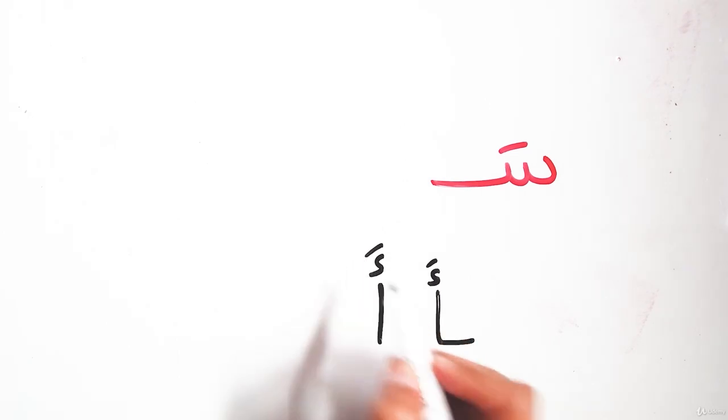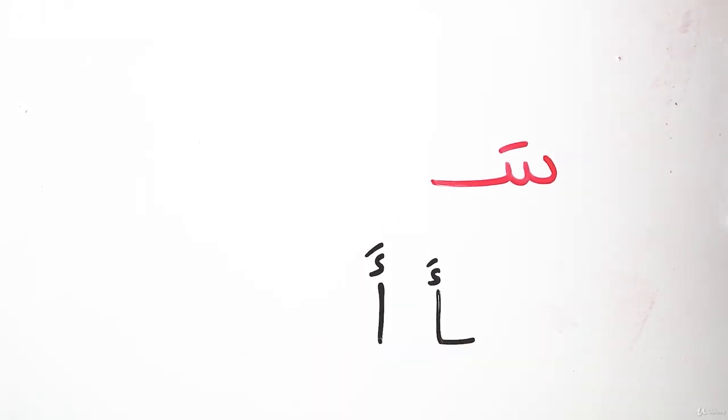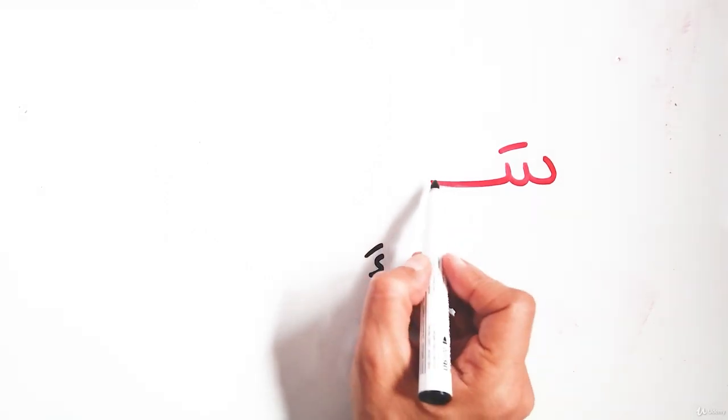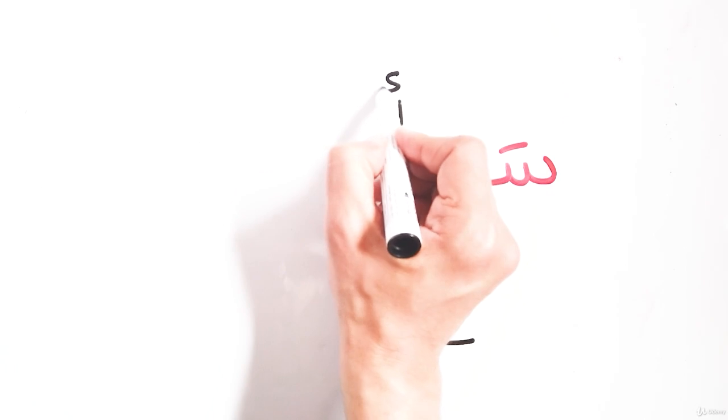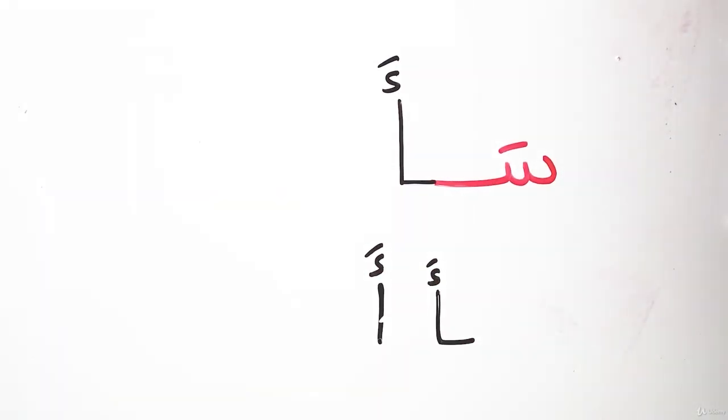Sa'ala. Se. Now we need to write the second letter, a. Which a will we select? This a or this a? What do you think? The answer is this one. A in the middle of the word. Se.